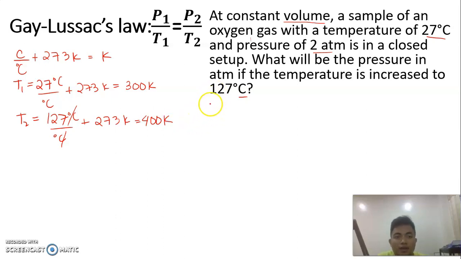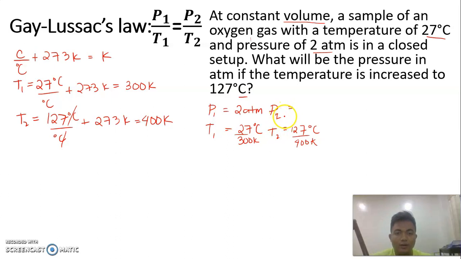Now, let's try to identify your given. The pressure and temperature are the ones that we are going to look for today, so P2 and T2. P1 is equal to 2 atmospheres, so no conversion needed. Your T1 is going to be 27 degrees Celsius or 300 Kelvin, and then 127 degrees Celsius is going to be your 400 Kelvin. Now we're going to solve for P2.